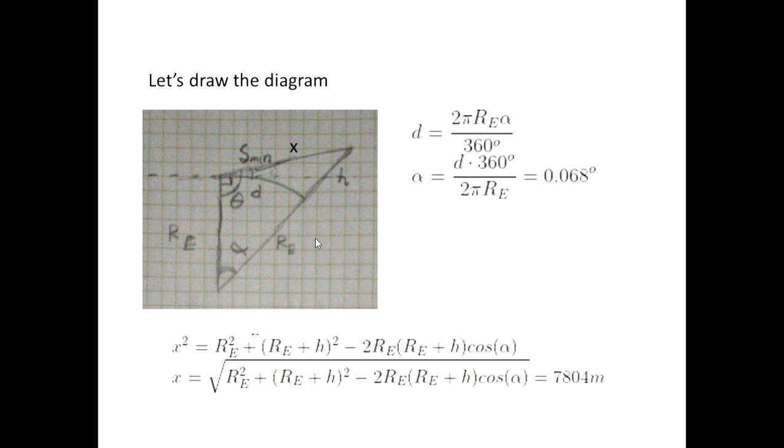Alright, so now we know that this d here is equal to a part of the whole circumference of the Earth, 2 pi R_E multiplied by alpha divided by 360 degrees. So if we do the math and substitute the values, this alpha is equal to 0.068 degrees. Now what does getting this alpha tell us? Well, we can find x through alpha by using the cosine rule. So here is the cosine rule to find x, and we will find x to be 7,804 meters.